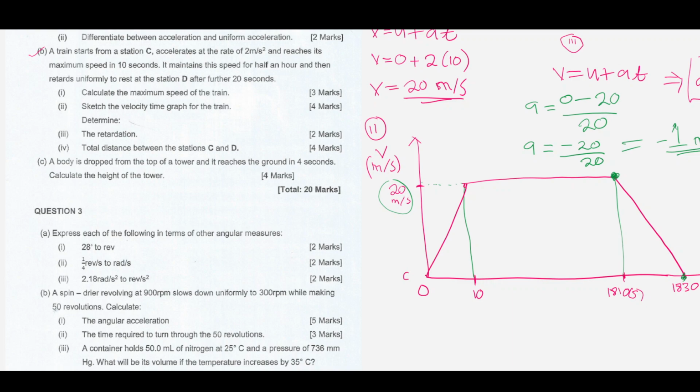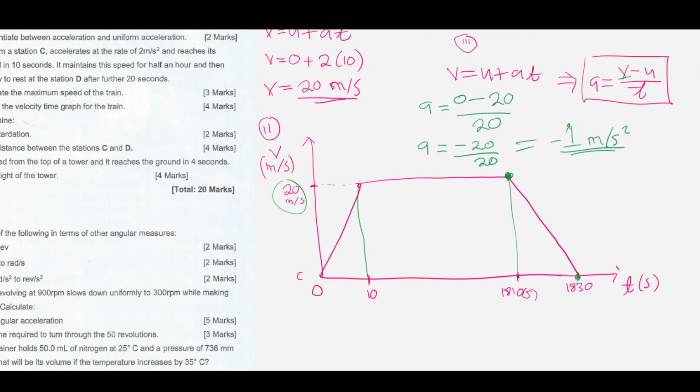Determine the total distance between station C and D. So our D is here, C is there, D is there. Here we just find the distances, because if you look at this graph, it has been divided into these shapes. So we have this part, we have that part, and we have the middle part there. So we just determine the distance for each part.